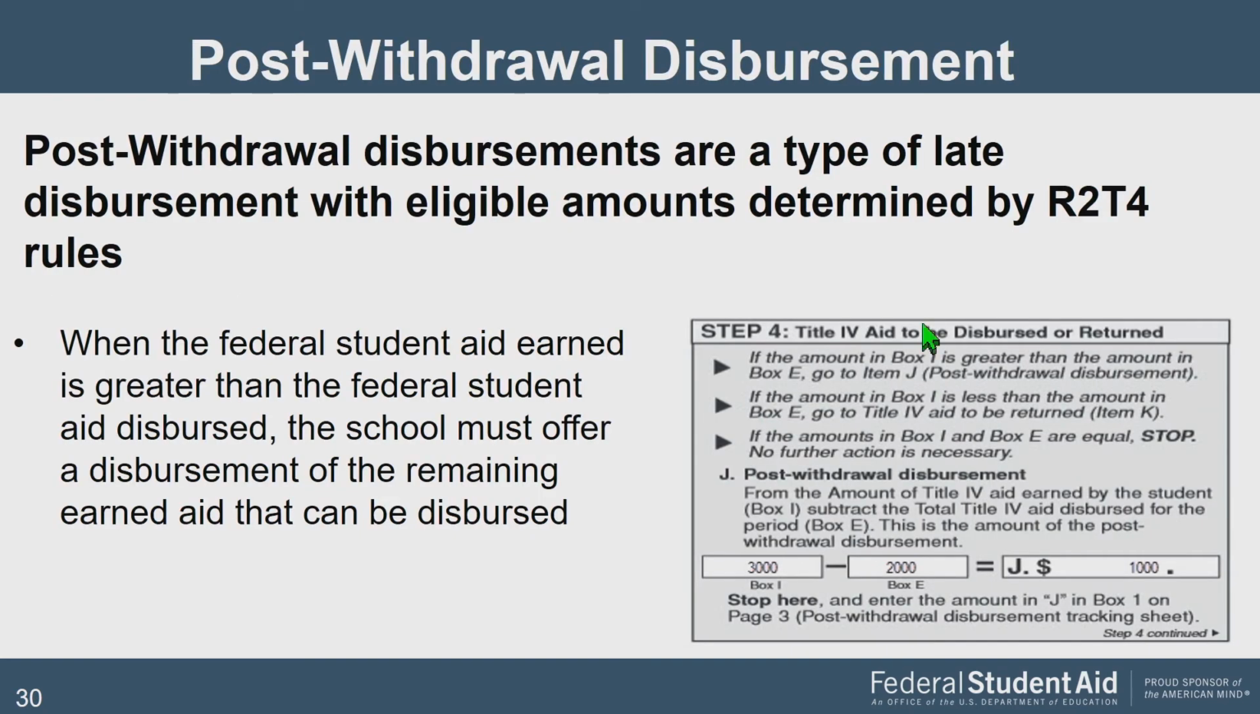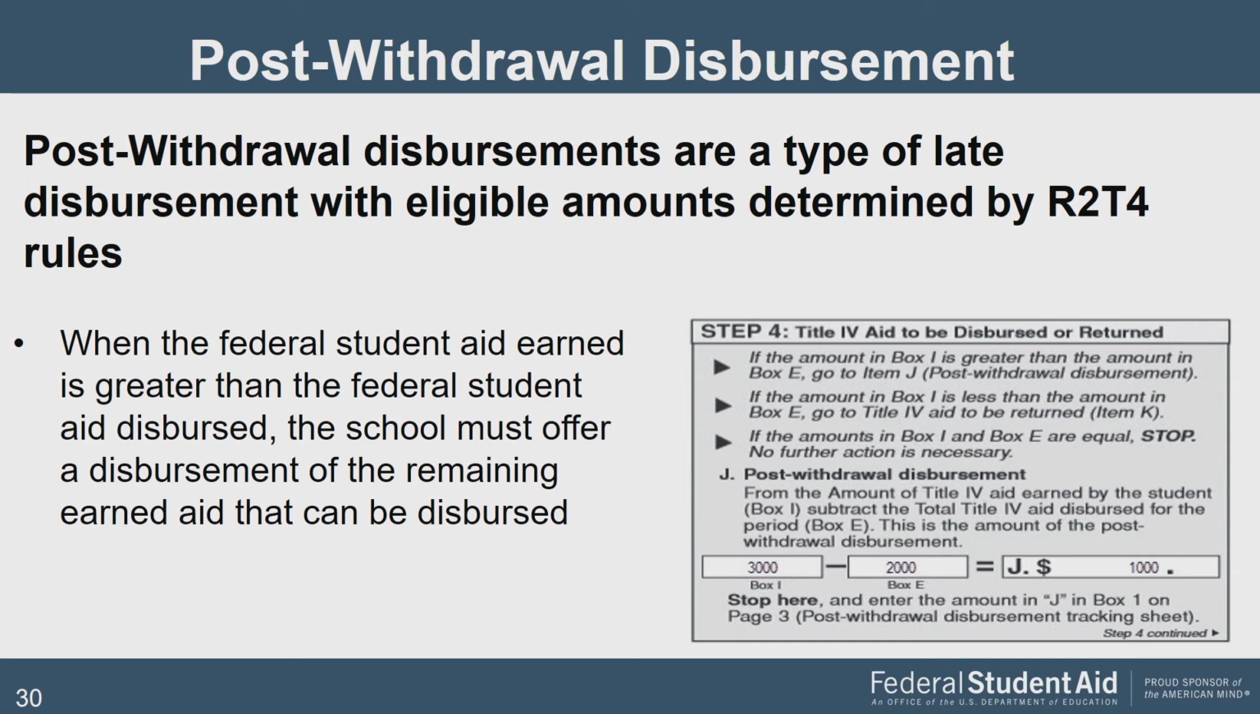With that being said, let's take a look at post-withdrawal disbursements. This comes into play when we're talking about R2T4, where the money that was earned by the student is more than what their costs actually were. You as an institution must offer those extra funds back to the student. And this happens through the R2T4 calculation in step 4. Okay, it will let you know if a post-withdrawal disbursement is due.